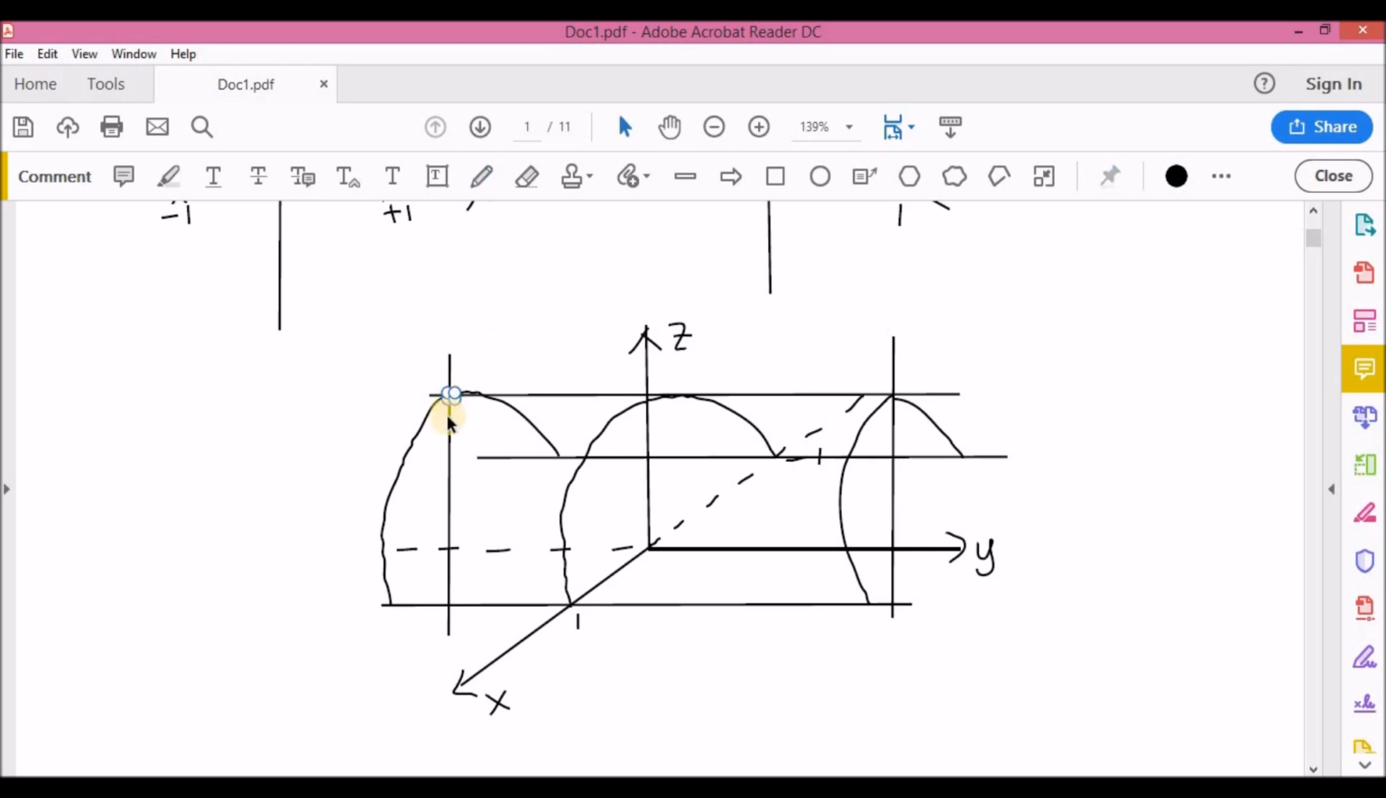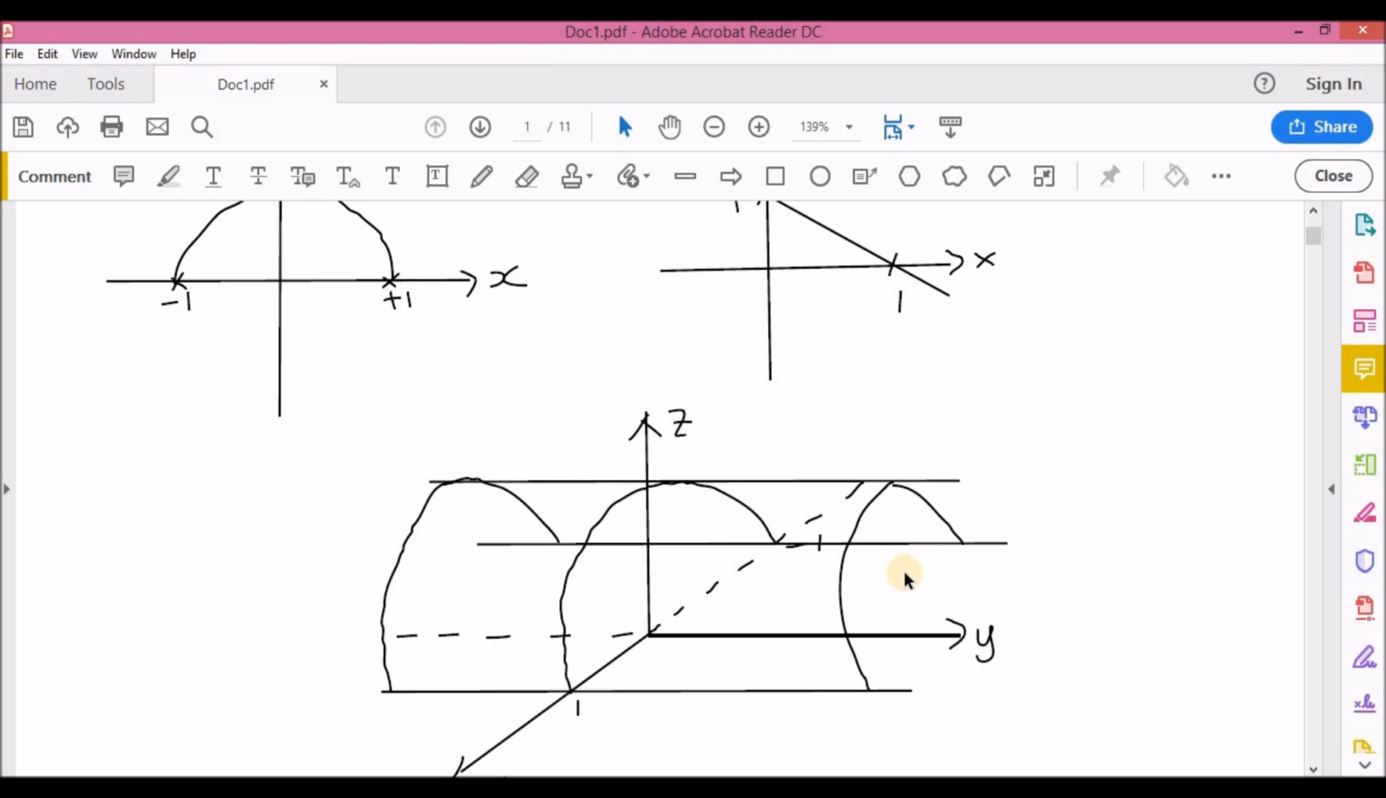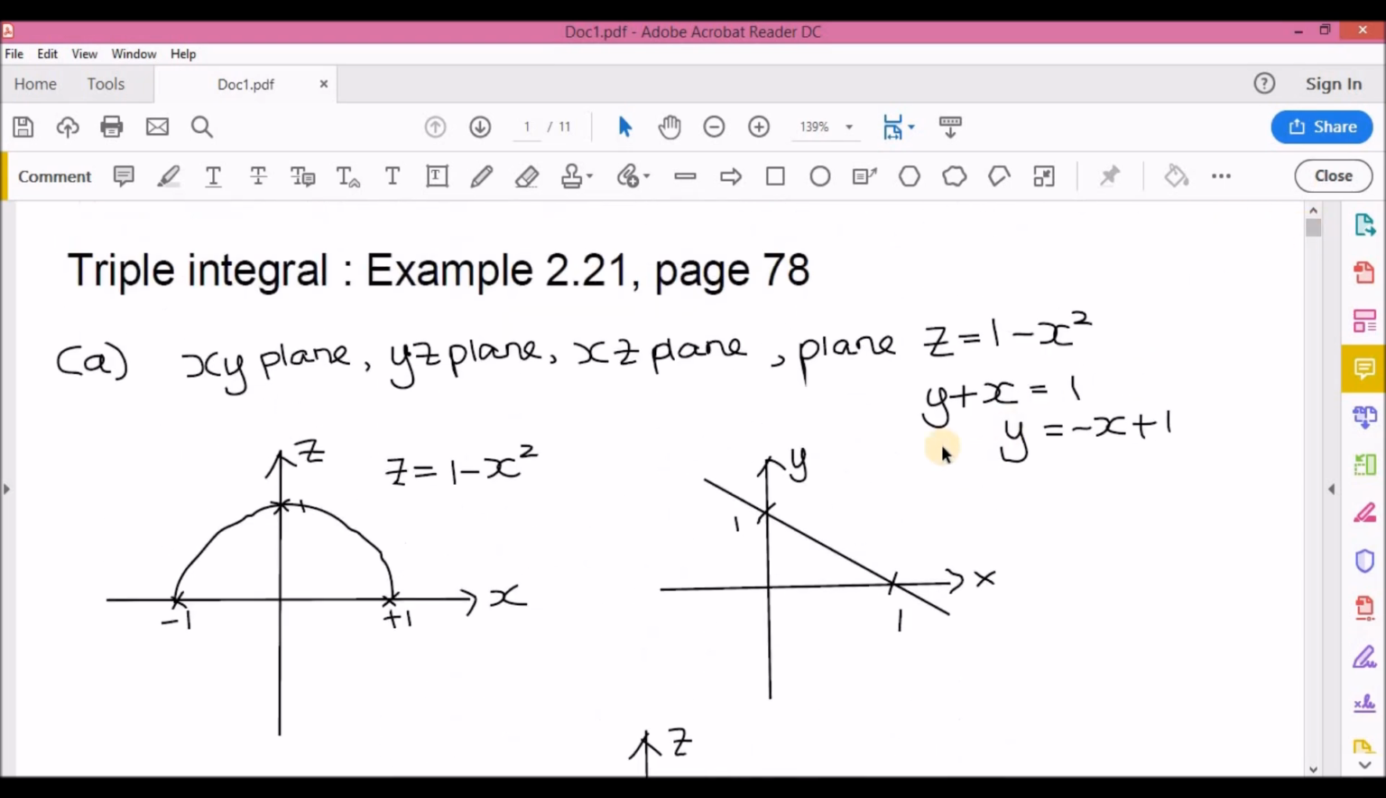After that, I can delete it. Okay, so this one will be your z equals 1 minus x squared plane. Okay, this is the plane. You can imagine it. After that, we have the y equals negative x plus 1 plane.